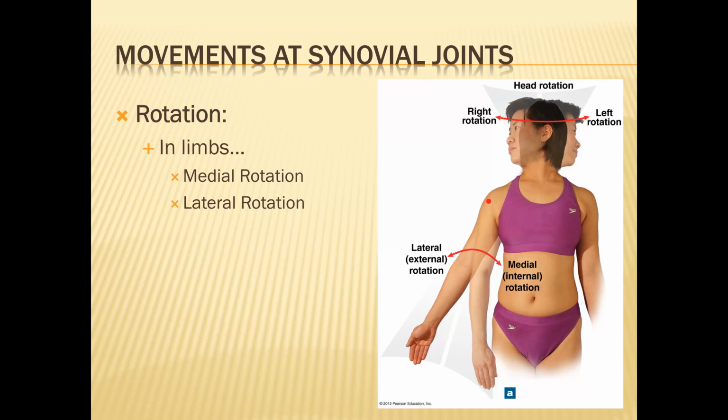So now we'll look at rotation. In the limbs, your arms and your legs, you can have medial or lateral rotation. Medial rotation is rotating the limb toward the midline of the body. It can also be called internal rotation. And lateral rotation is turning the limb or rotating it away from the midline of the body, and that is also called external rotation. And then with the head, you can have left and right rotation, and this is going to be that joint between the axis and atlas that we talked about back in chapter 7.